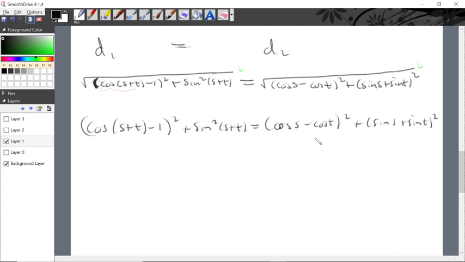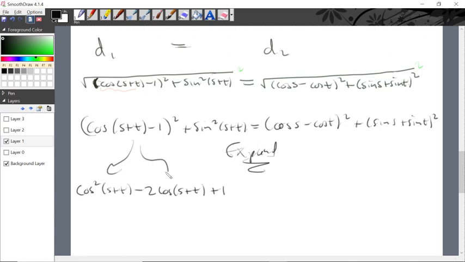We should expand now all of these. That's by FOILing. So let's start doing that term by term. So let's FOIL this out. We're going to get first a cosine squared s plus t. Then we'll get minus cosine s plus t, and then another minus cosine s plus t for a total of minus 2 cosine s plus t. Then we're going to get minus 1 times minus 1, which is plus 1. So that's a FOIL right there. Then we have plus sine squared s plus t. That's from the left-hand side.